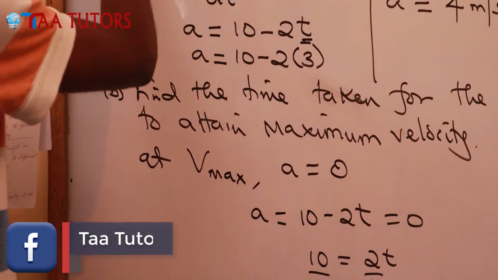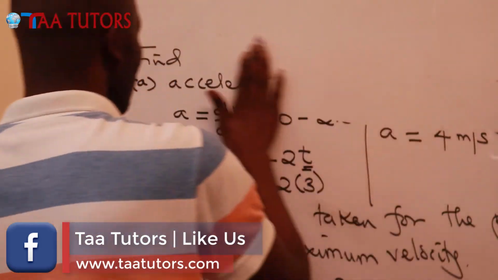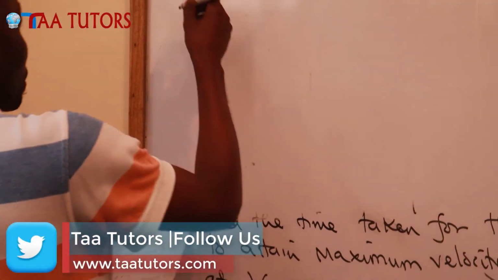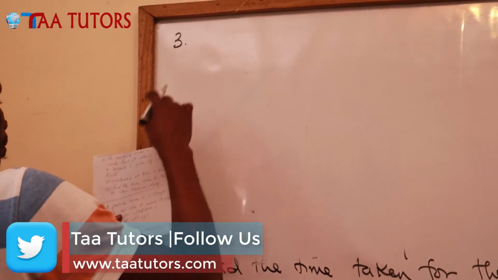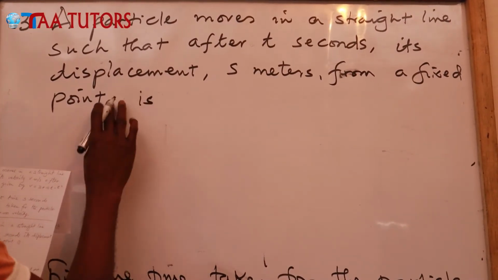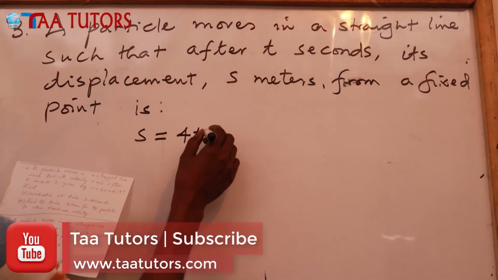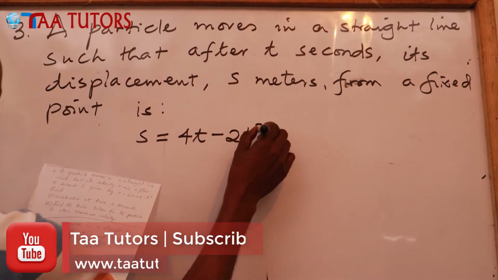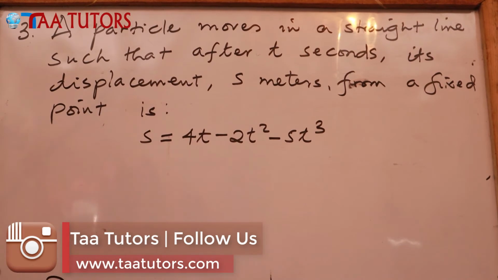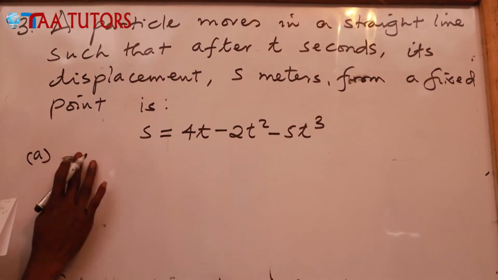Let's go to example 3, which is now combining the two concepts, the concepts of velocity and acceleration. This is our example 3, and it says a particle moves along a fixed point, with s equals 4t minus 2t squared minus 5t cubed. Then the equation we are dealing with is part A, Roman 1, or part A, it's fine.